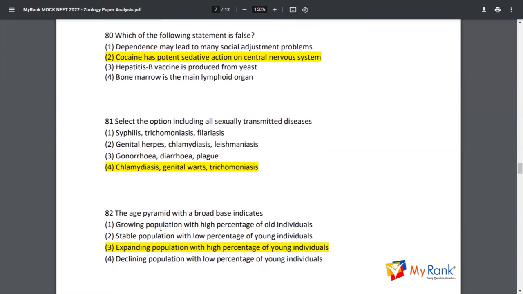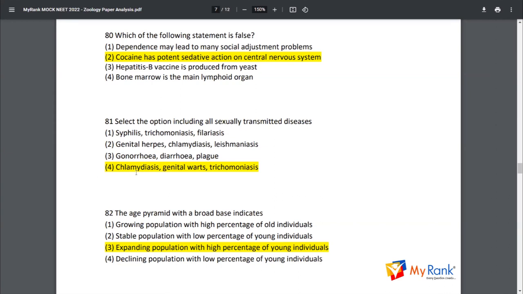Question number 81. Select the option including all sexually transmitted diseases. So simply the question is asking for examples of sexually transmitted diseases. Option 1, syphilis, trichomoniasis, and filariasis, where filariasis is not a sexually transmitted disease. Option 2, genital herpes, chlamydiasis, and leishmaniasis. No, leishmaniasis is not a sexually transmitted disease.